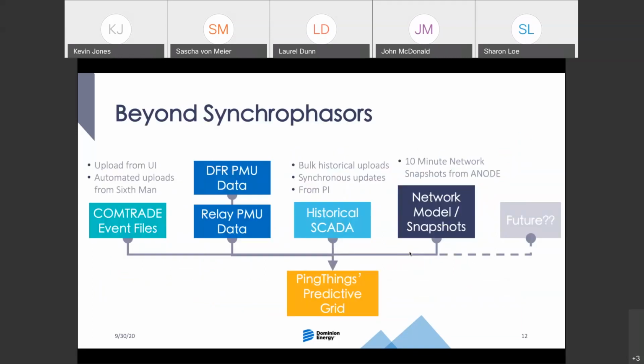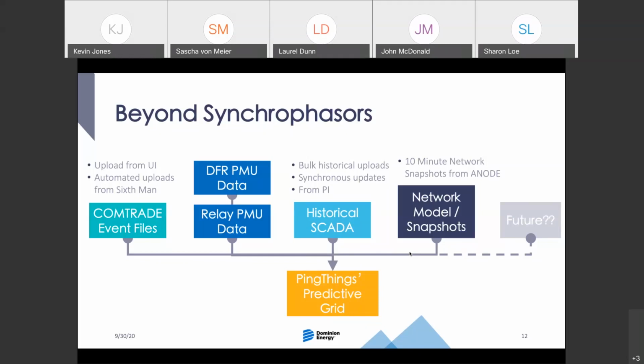Now, we aren't just Synchrophasors. We also upload event files. Those are both transient events, but also longer-term waveform captures. So we'll do as many as 15 minutes of continuous waveform. We have PMU data that extensively covers the network. We've talked about that. We can also ETL SCADA data over from our Pi system. And we're also uploading network model snapshots from our EMS system at a 10-minute interval. So we can do a lot of really cool things with that, and all that's going into predictive grid.